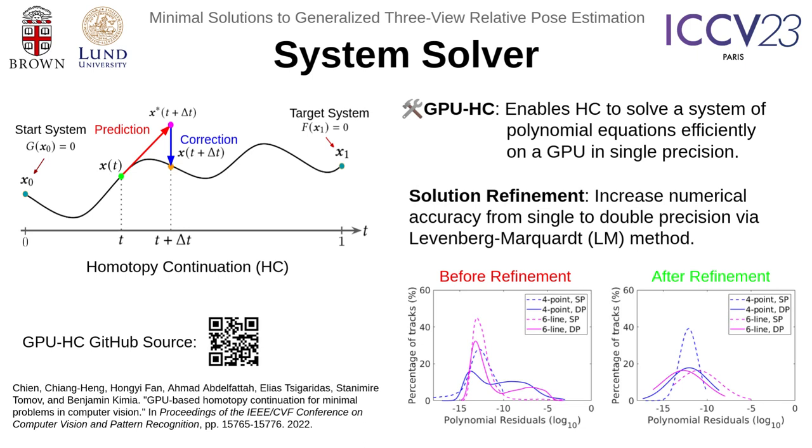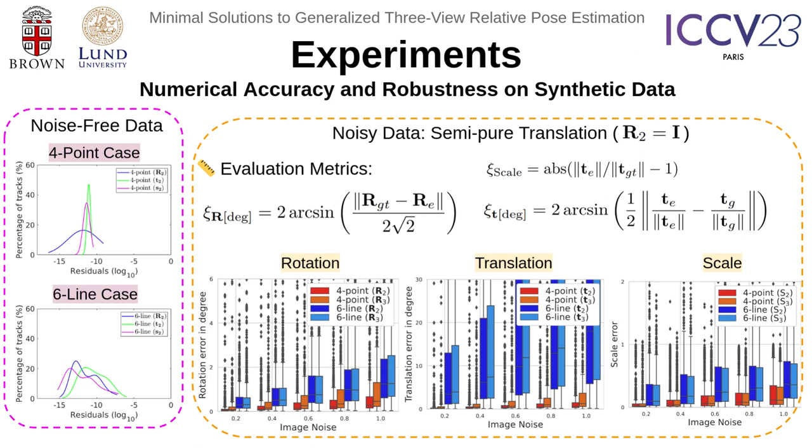In the estimation accuracy experiments, for the noiseless case, both solvers provide around 10 to the power of -10 numerical accuracy, while in noisy scenarios, the 4-point solver is robust. For the 6-line problem, noise was applied to the 2 endpoints of the line. Thus, the resultant estimations are sensitive to noise, especially when the line segment is short. Note that the noisy scenario is a semi-pure translation, which is a degenerate case for the two-view generalized relative pose problem.